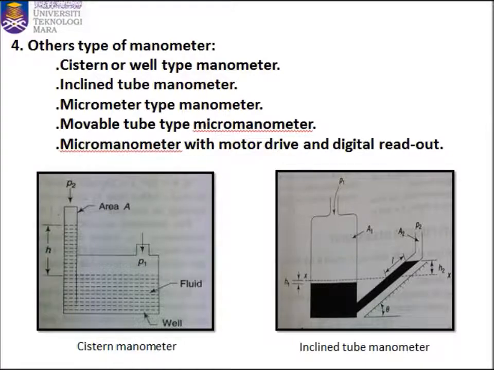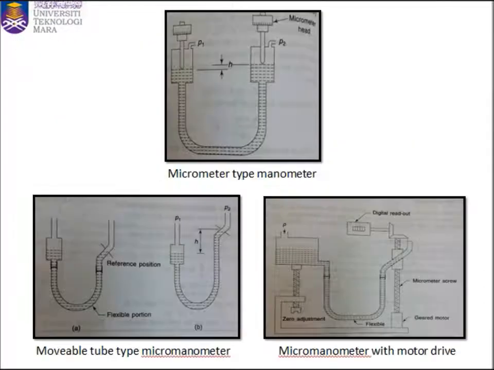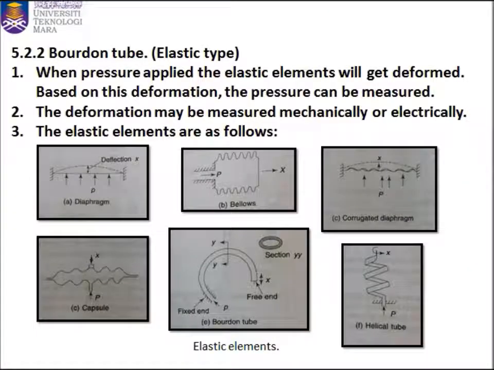Next, other types of manometer. Cistern or well type manometer, this is the example. And then inclined tube manometer, micrometer type manometer, movable tube type manometer, and micromanometer with motor drive and digital readout. So this is an example of the micromanometer. You can also search on how they work.